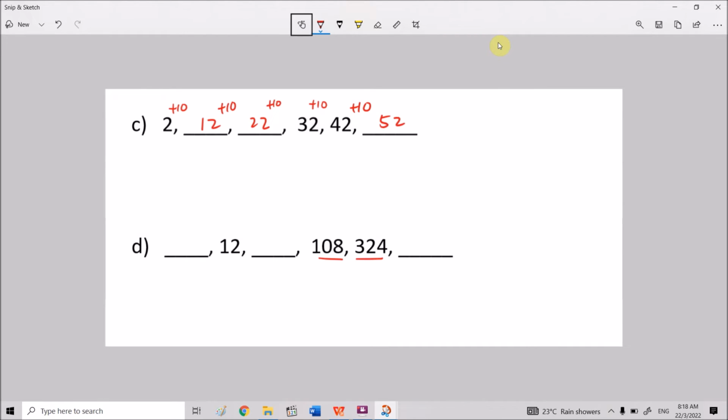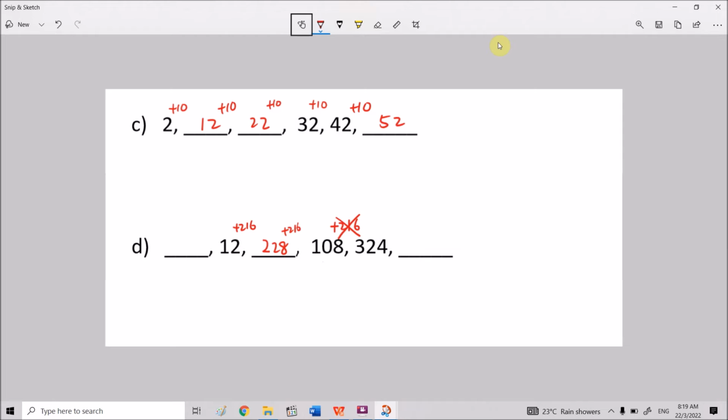Same for question D as well. From here to here, in order to get from 108 to 324, we need to add 216. So our initial guess for the pattern here is adding 216. But if we use it here, 12 plus 216, you're supposed to get 228. 228 plus 216, you're supposed to get 400 something, not 108. Hence, adding 216 is not the pattern.